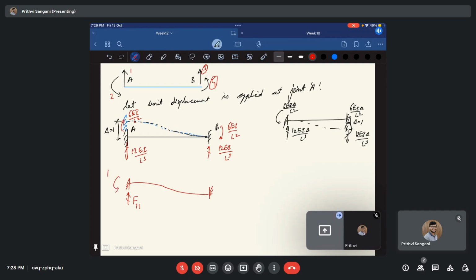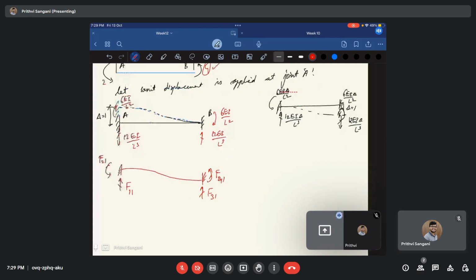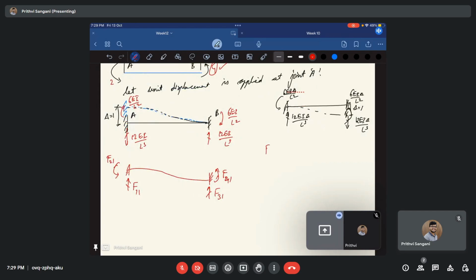Now, force in the direction of 2, that is nothing but the moment because of the unit displacement in direction 1. This is F21. Similarly, this is F41 because the moment degree of freedom is 4, and we have F31. Now I think you can relate to this. So F11 is nothing but minus 12 EI by L cube.